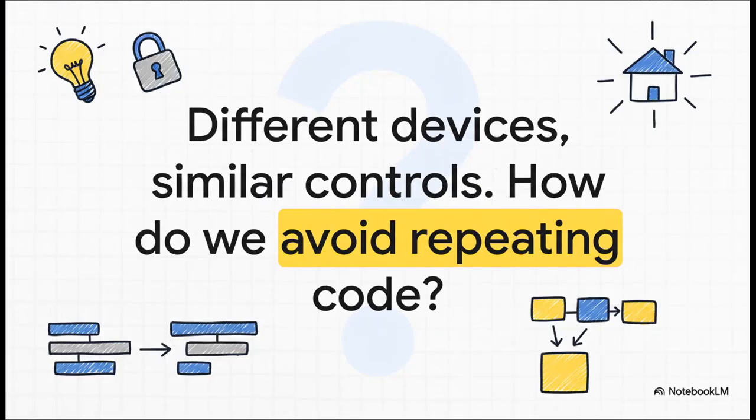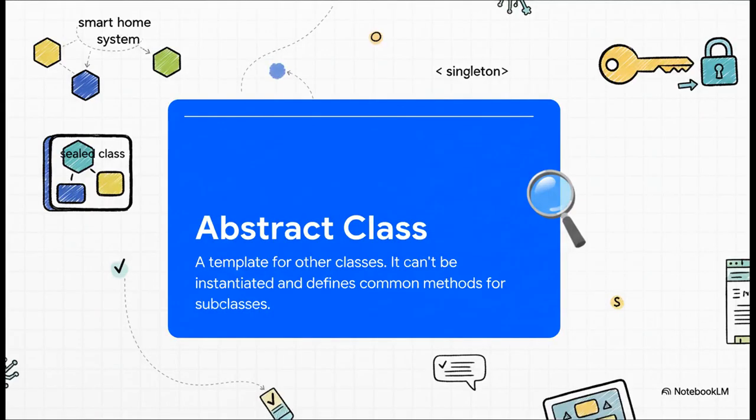So here's a question that every programmer faces at some point. Turning on a light and turning on a fan, they're kind of the same action, right? You're just changing a state. We definitely don't want to write the exact same logic over and over again for every device. That would be a complete nightmare to maintain. And the classic solution to this is the abstract class. It's basically a blueprint, a template.